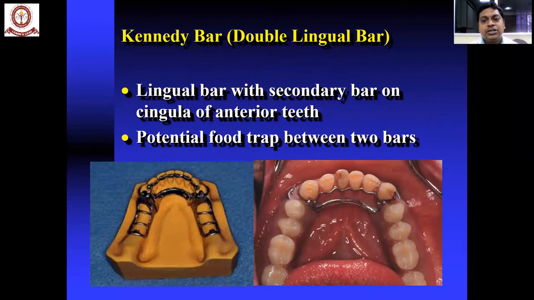Next is Kennedy's bar, also called the double lingual bar. This is a lingual bar with a secondary bar on the cingula of the anterior teeth. We have two bars, as you can see. One is on the lingual side and one is on the cingulum of the lower anterior teeth. There is a potential food trap between the two bars.